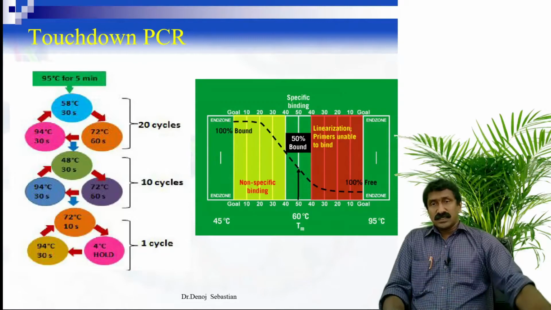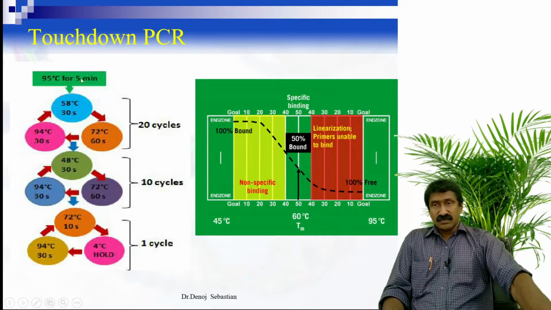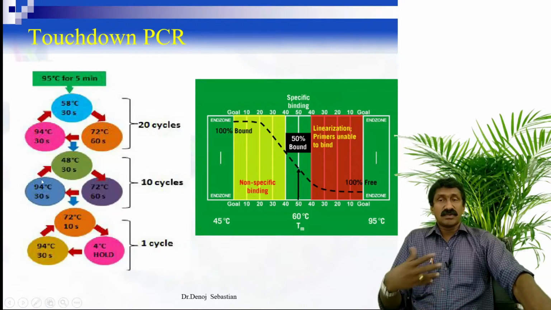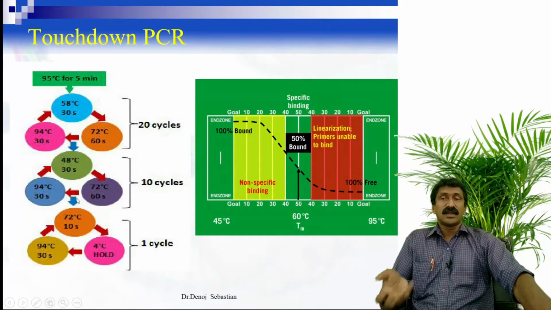So this is the representation in which, for example, initially it is denatured at 95 degrees Celsius for 5 minutes. Then you can use 58 degrees Celsius for 30 seconds. Then cycled 20 cycles. After 20 cycles, you will bring down the annealing temperature from 58 to 48 degrees Celsius. 48 is actually a lower temperature, which even facilitates non-specific binding, but the reaction will be much faster, and sufficient binding and amplification can be ensured at this stage.